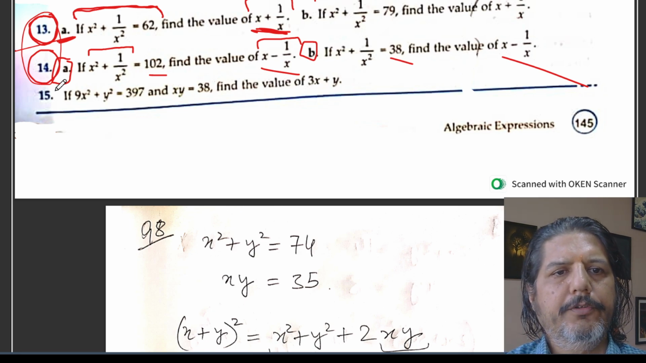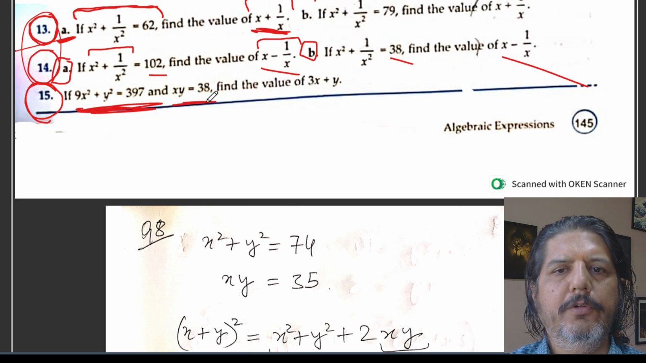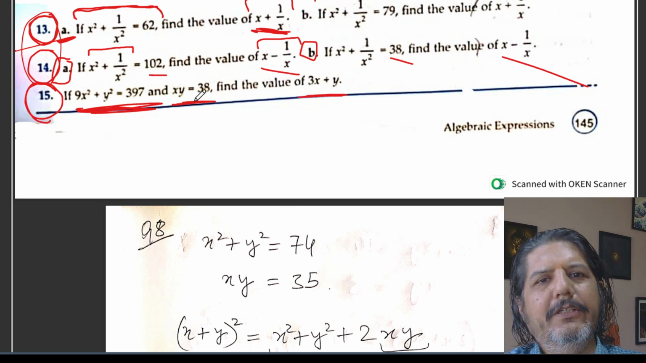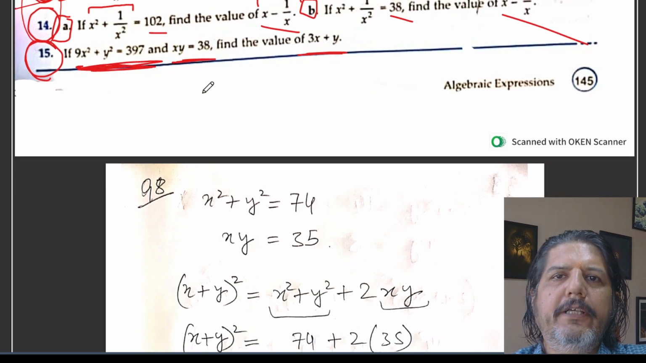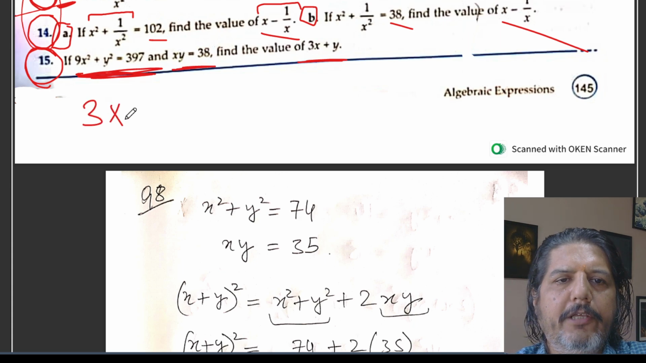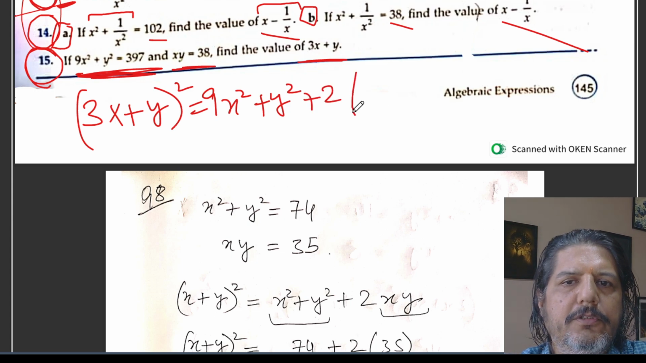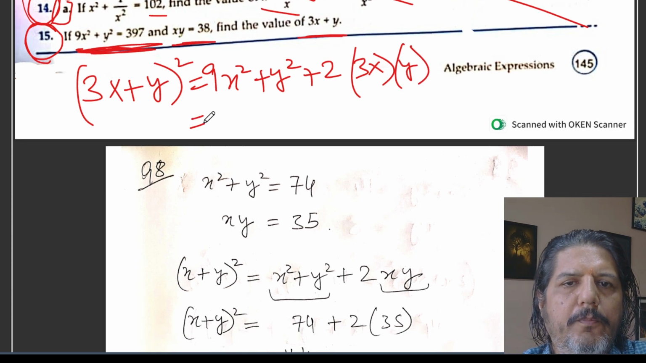Now let's look at the question number 15. 9x square plus y square is equal to 397, xy is equal to 38, find the value of 3x plus y. Now, as has been discussed before, whenever you see these kind of questions, the hint is already given in the question. We will actually be using the expansion of 3x plus y whole square is equal to 9x square plus y square plus twice of 3x into y. So this would be 9x square plus y square plus 6xy.